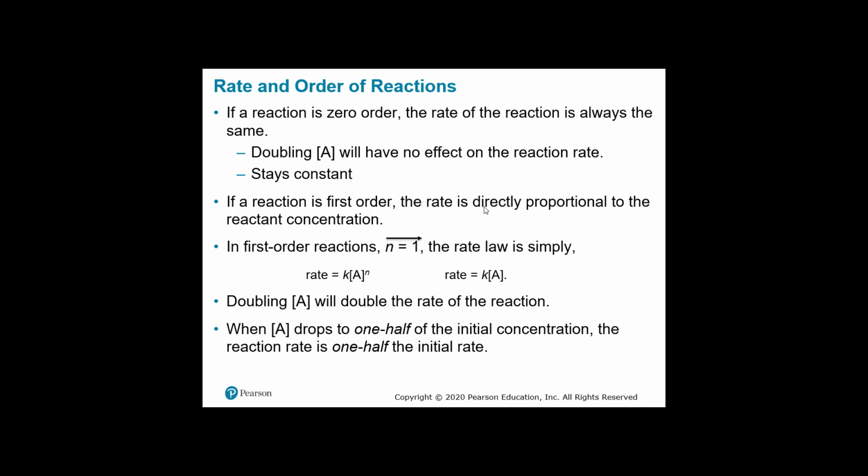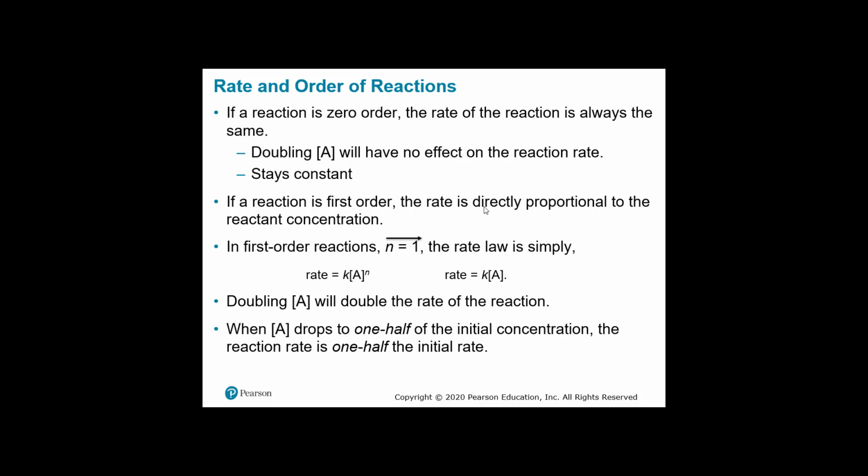If a reaction is first order, the rate is directly proportional to the reactant concentration. Now the key words there are directly proportional. That means that if the reactant concentration goes up, the rate will go up. If the concentration goes down, then the rate will also go down. So whatever happens to one will happen to the other equally.